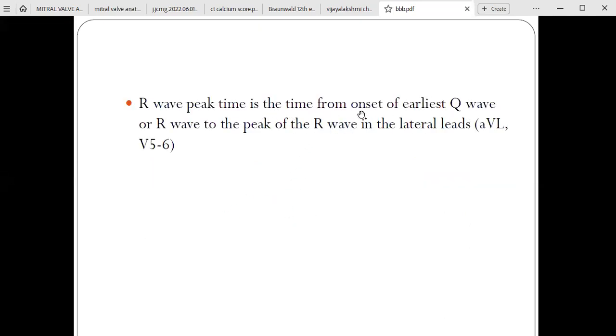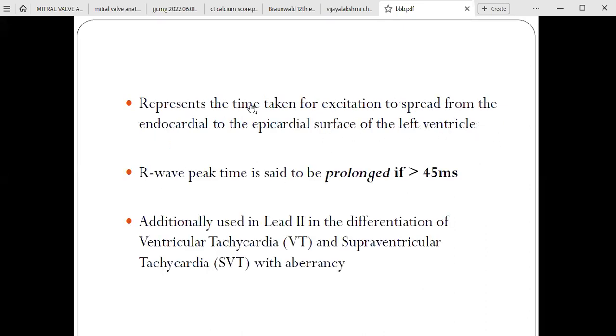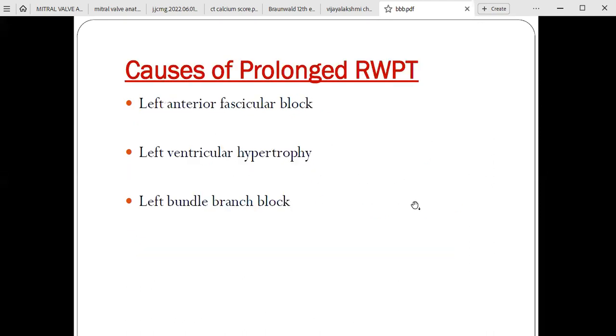It is usually measured in the lateral leads, that is aVL, V5 and V6. It represents the time taken for excitation to spread from the endocardium to the epicardial surface of the left ventricle, and it is said to be prolonged if it is more than 45 milliseconds. This is sometimes used to differentiate ventricular tachycardia from supraventricular tachycardia with aberrancy. In ventricular tachycardia, the R wave peak time will be prolonged, whereas in supraventricular tachycardia it will be normal. What are the causes of prolonged R wave peak time? Left anterior fascicular block.